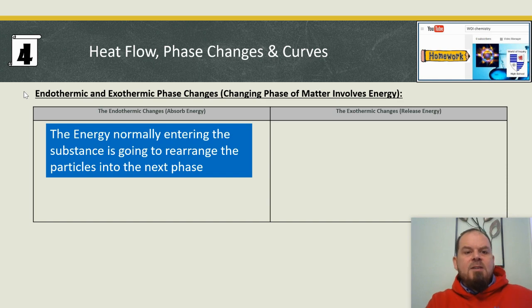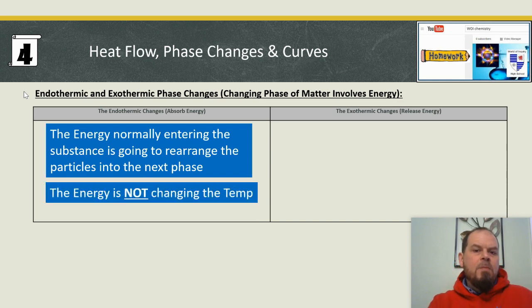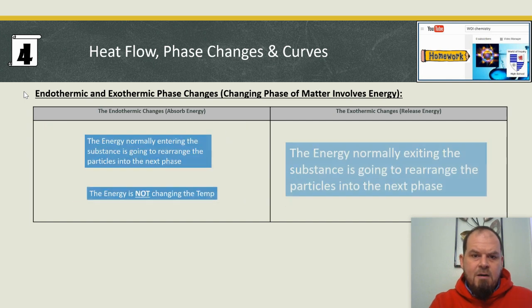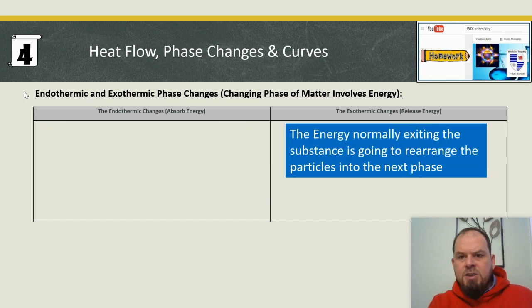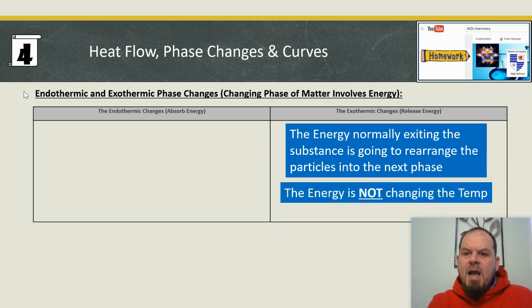Energy is entering the system, and the substance is going to rearrange the particles into the next phase. The energy is not changing the temperature. This is endothermic. During the phase changes of matter, the temperature is not changing, right? This is the energy exiting the substance and rearranging during phase changes. Again, the temperature is not changing.